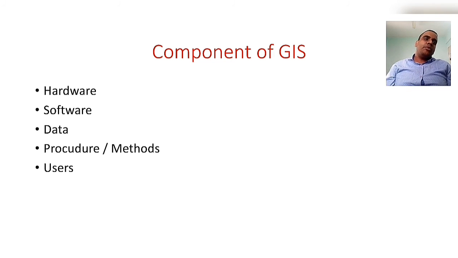The next component or element of GIS is procedure or method. There are protocols, there are steps, there is a skill in how to operate the software. It is very important to acquire that skill: how to use the software, how to run the analysis, what kind of method exists for various kinds of analysis in GIS. So equally important is the procedure or method of how to use the software. Hardware, software, data, procedure, these are the important components of GIS.